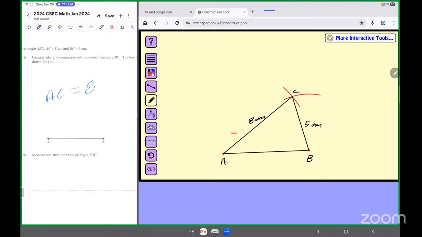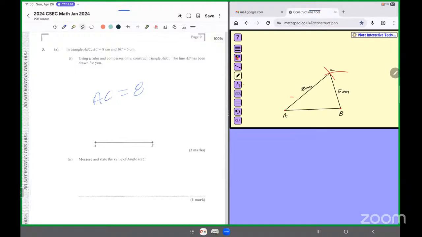All right? It says measure and state the value of angle BAC. Now, I don't know what it is, because I don't have the actual paper. You can tell me, if you did those things correctly, what you got. But I don't know what it is. So you would have to measure this angle down here, the angle at A. Let me show you how to measure the angle at A now.